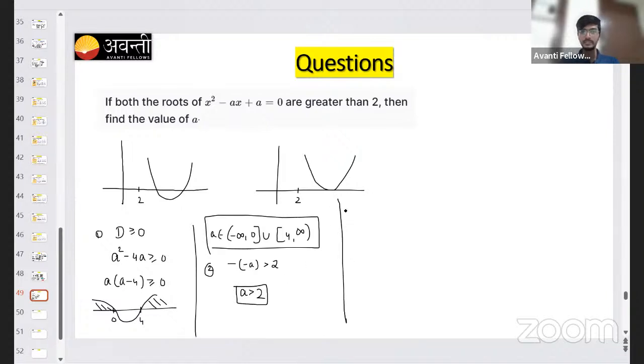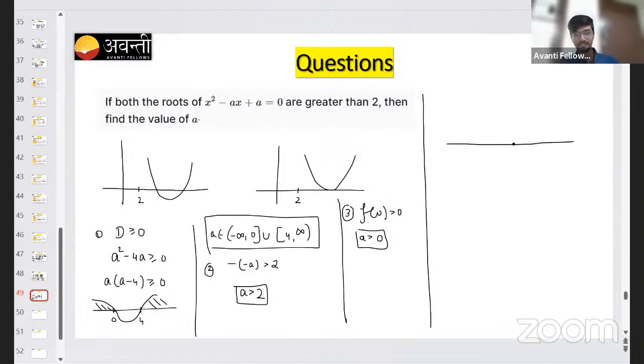The third condition, functional value. Third condition देखो, functional value f of 0 is greater than 0. f of 0 को तो a greater than 0. Now दोनों तीनों को क्या लेना है? इंटरसेक्शन. सो एक तो है, नेगेटिव में कोई नहीं है ना. 0 we have, 2 we have and 4 we have.